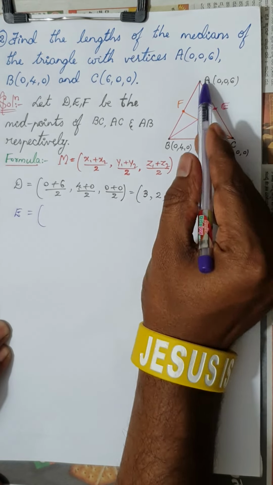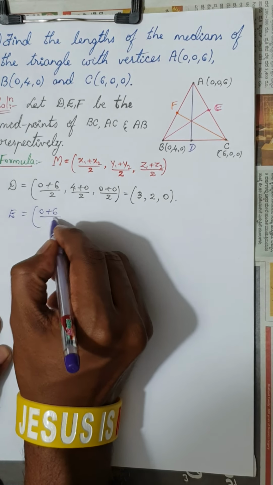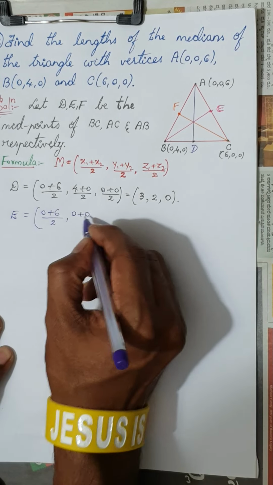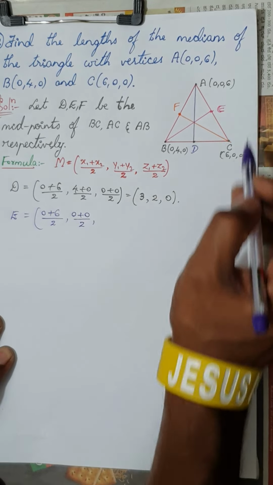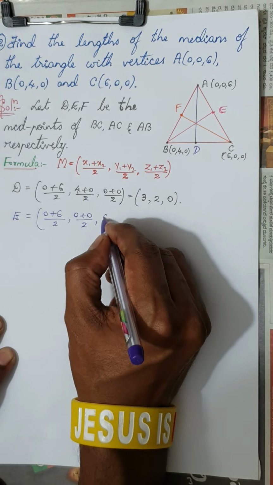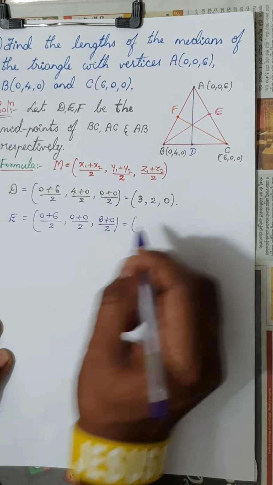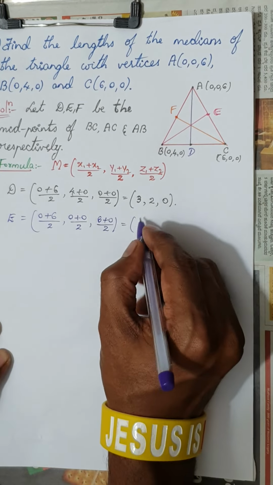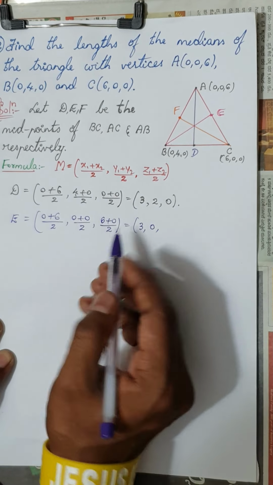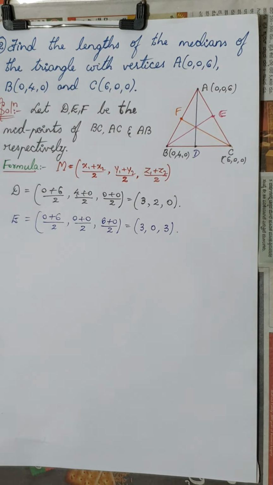Similarly, let me find the midpoint E. E is the midpoint of A and C, right? So take x1, y1 of A and C: 0 plus 6 whole divided by 2, comma, 0 plus 0 whole divided by 2, comma, 6 plus 0 whole divided by 2. Okay, so 0 plus 6 is 6, 6 by 2 is 3, 0 by 2 is 0 and 6 by 2 is again 3. So the coordinates of E are found.